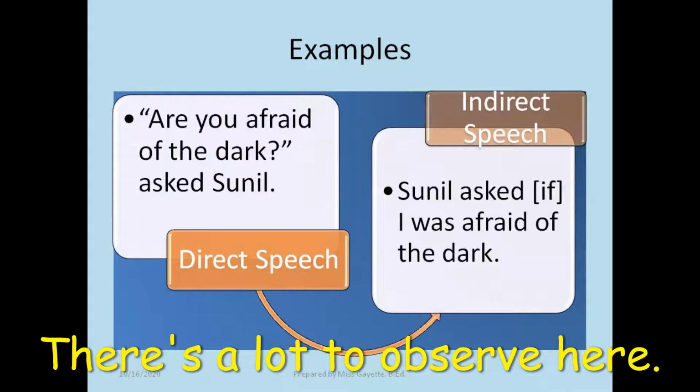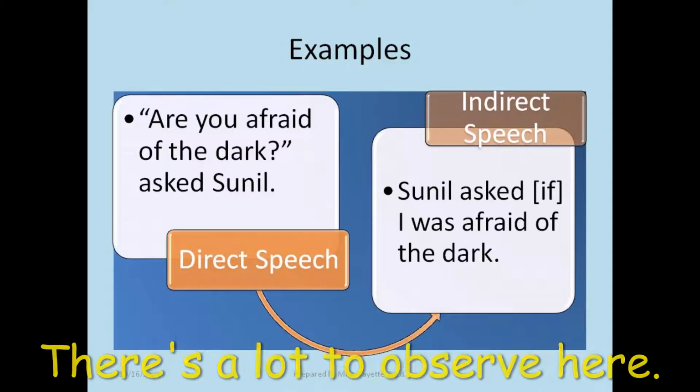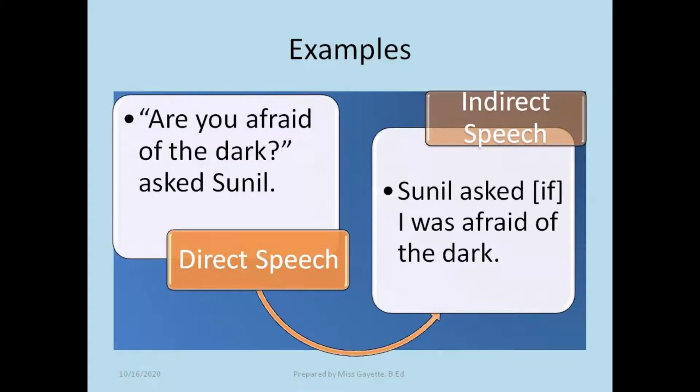Let us look at the indirect equivalent. Sunil asked if I was afraid of the dark. Notice the inclusion of if and also observe the tense of the verb has changed. And we now have if I was afraid of the dark.